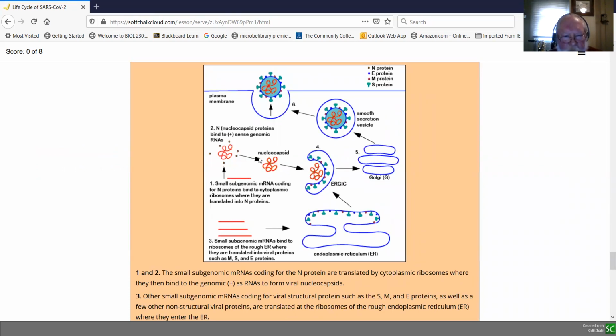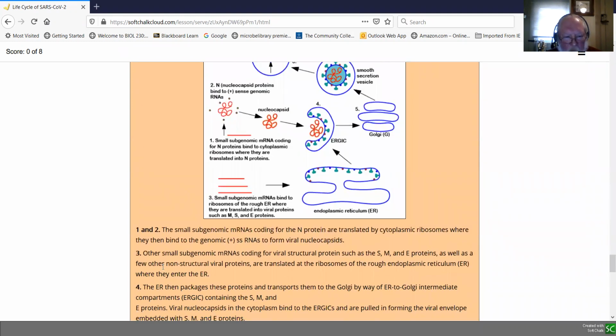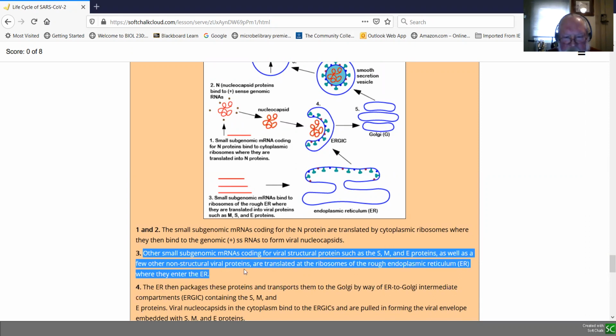So in step 1, some of the small subgenomic RNAs are the messenger RNAs coding for nucleocapsid proteins. These attached to cytoplasmic ribosomes are translated into nucleocapsid proteins, which then attach to the genome of the virus. Now, also other small subgenomic messenger RNA, step 3, coding for viral structural proteins like the S, M, and E proteins, as well as the non-structural proteins, are thought to be translated by ribosomes in the rough endoplasmic reticulum into proteins that enter the ER.